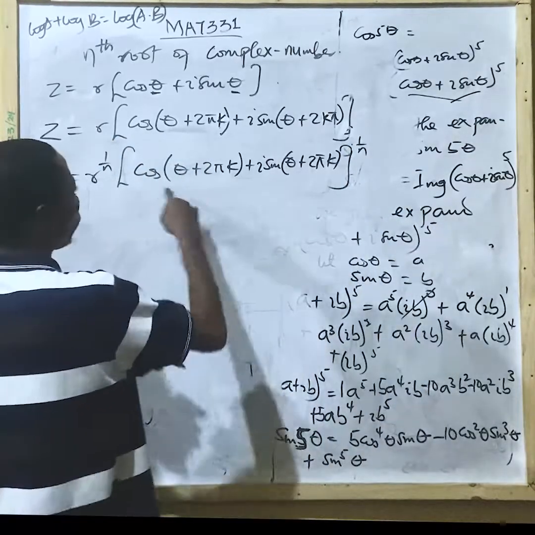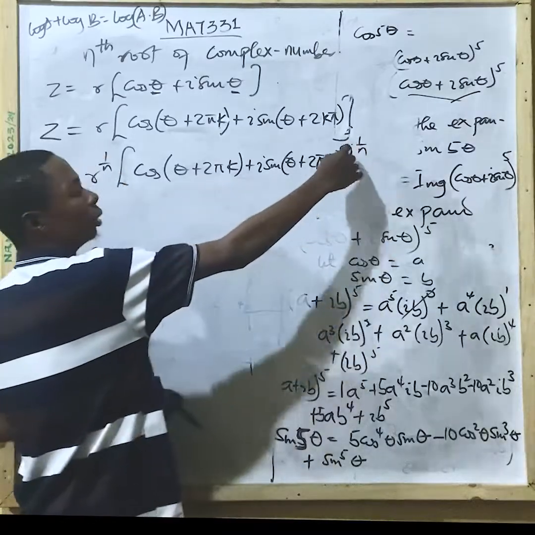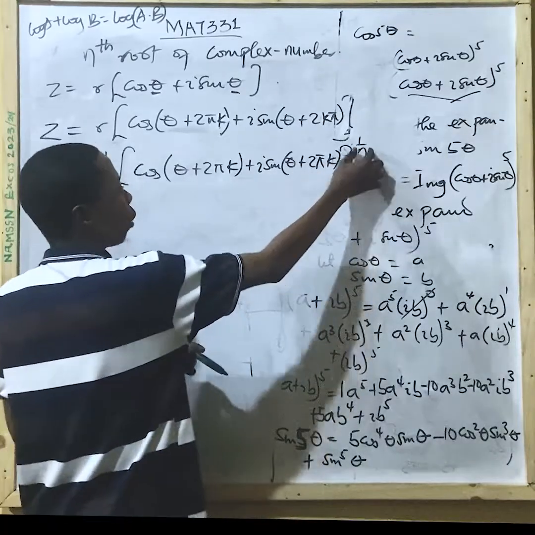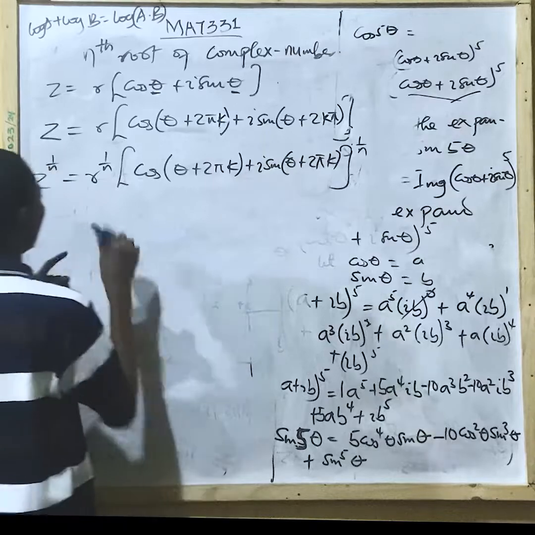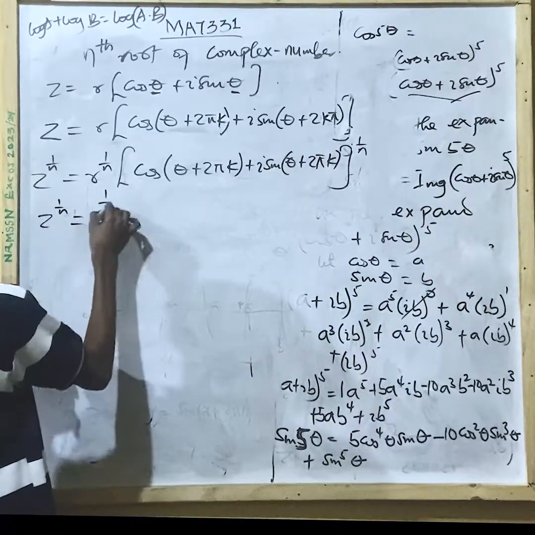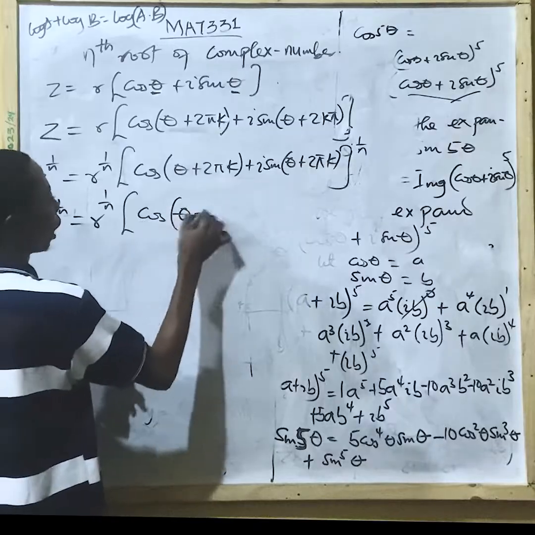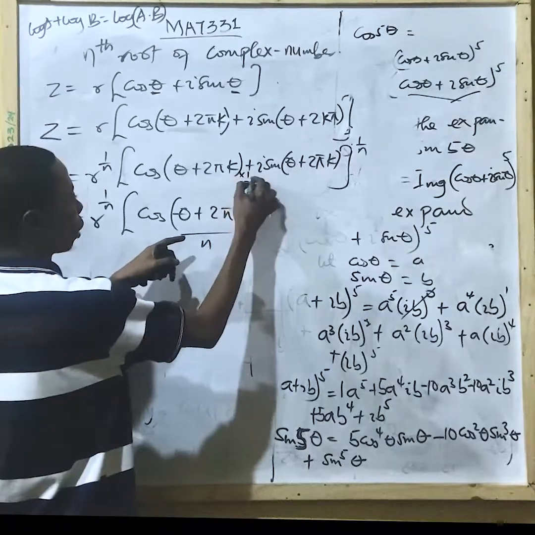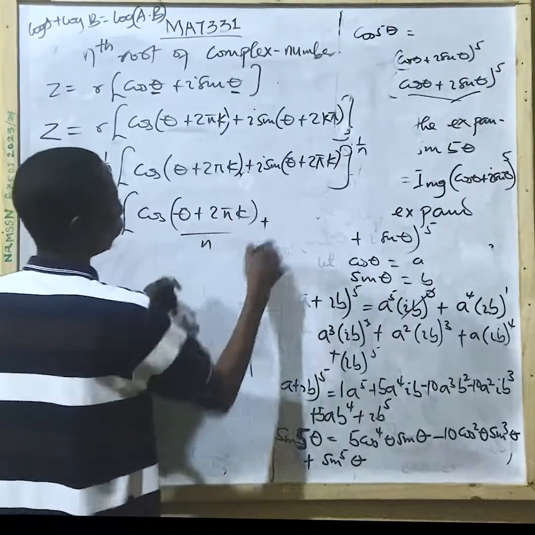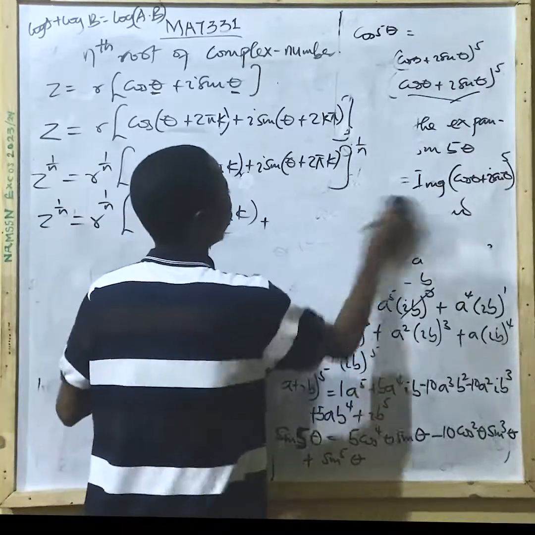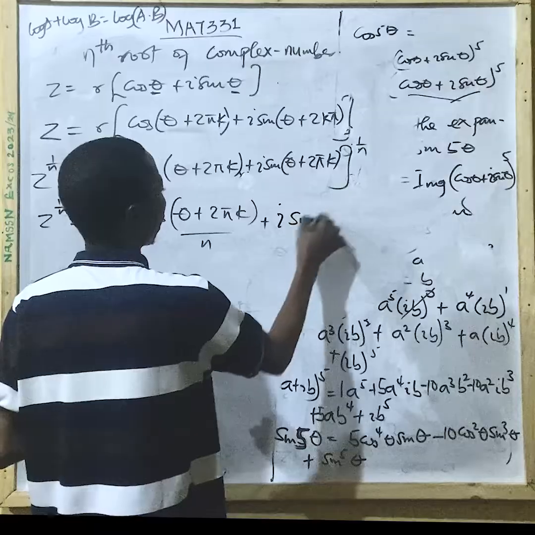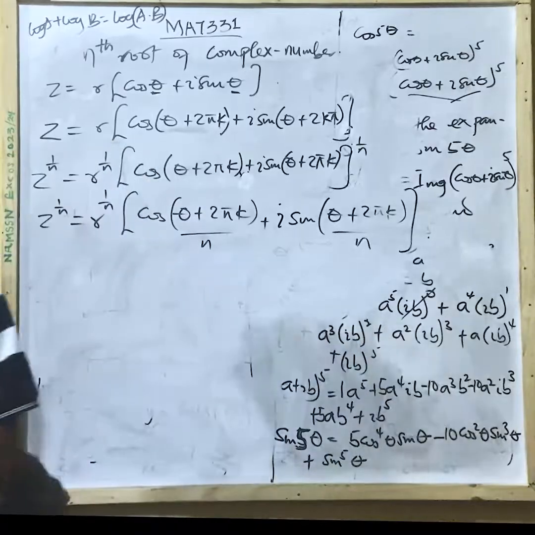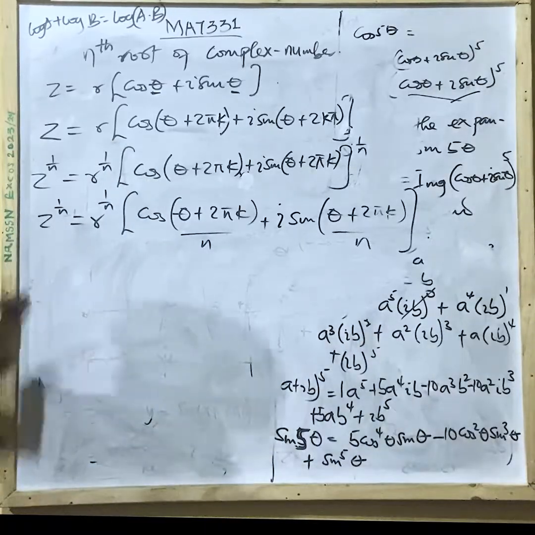According to De Moivre's theorem, whenever I have cos theta plus i sin theta raised to the power of anything, that power will multiply the angles. Here I have the power 1 over n, so this 1 over n will multiply all these angles. So z raised to 1 over n equals r raised to 1 over n into cos of theta plus 2 pi k times 1 over n, because if I multiply everything here by 1 over n, that n becomes the denominator, plus i sin of theta plus 2 pi k over n. That is it. This is how we build the nth root of a complex number.